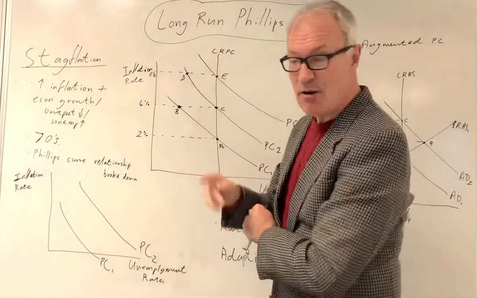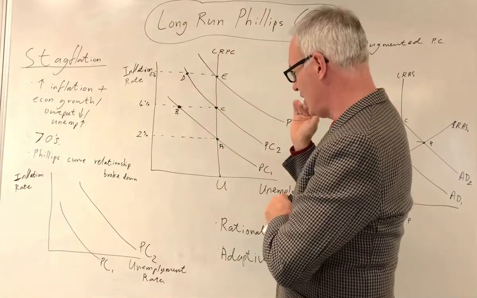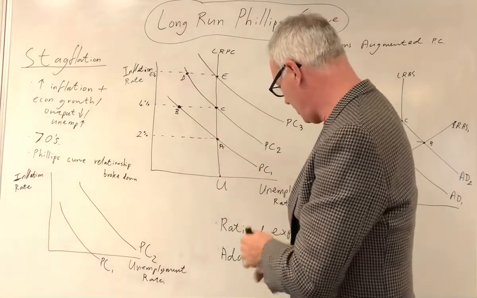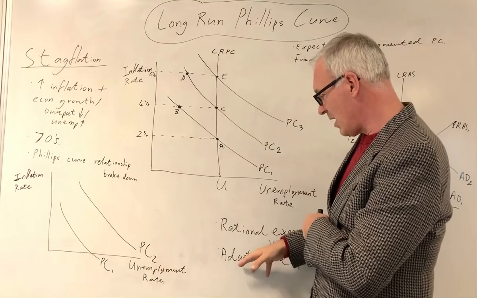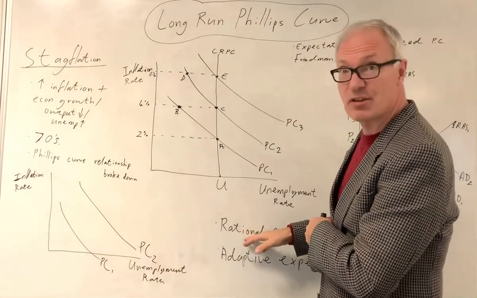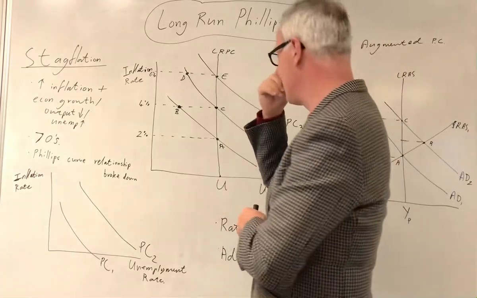He did, however, concede that in the short run there would be a trade-off. So basically what he argued, in the short run there would be adaptive expectations, whereas in the long run there would be rational expectations. I'll come back to that.